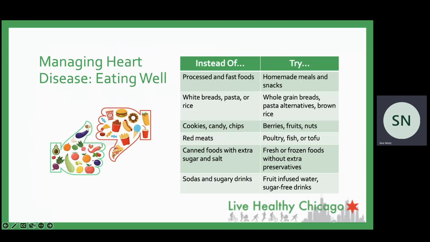Try going to the grocery store for fresh or frozen fruits and vegetables and avoid processed foods with extra sugar and salt. For sweet cravings, try berries and fruit instead of cookies and candy. White breads and pastas tend to spike your blood sugar, so try whole grain alternatives or brown rice instead. They also tend to have more flavor. Sodas and sugary drinks are less healthy, so instead try water with fruit or a sugar free drink like Crystal Light.